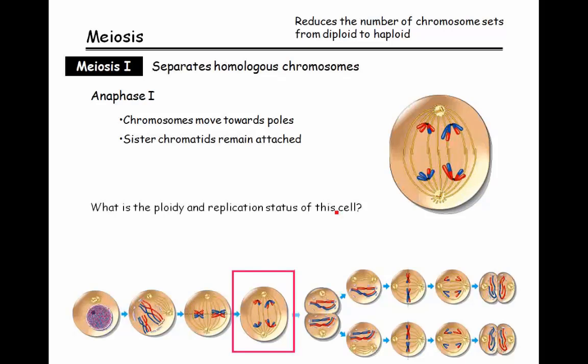If you look at the ploidy and the replication status, this is going to be a diploid cell that happens to be duplicated still. Now, anaphase 1 should look quite unique as well because we have replicated chromosomes or X's that are actually moving towards the 2 poles of the cell.